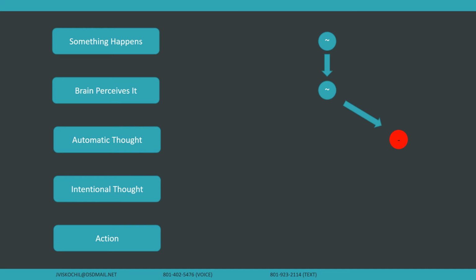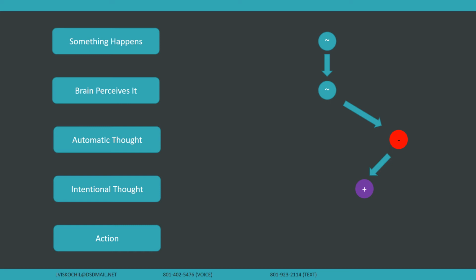On the other side, and this is really what I want to focus on, this one pathway here. We have a negative automatic thought, but then we have a positive intentional thought. Now, this is not easy. This does not come easy. This is all about building resilience. So you have a negative automatic thought.